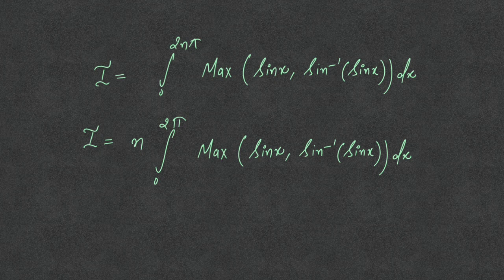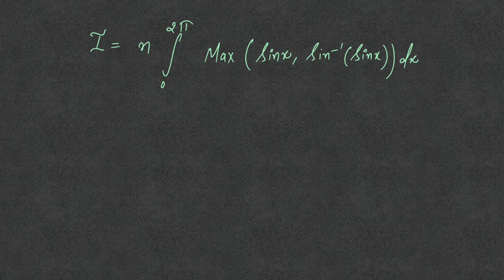So we evaluate the maximum of these two functions from 0 to 2π and multiply it with n. So eventually the result will be the integral from 0 to 2nπ. This is the fundamental property of definite integration. Now let's combine both these graphs, and then we can easily find the maximum of both the graphs.